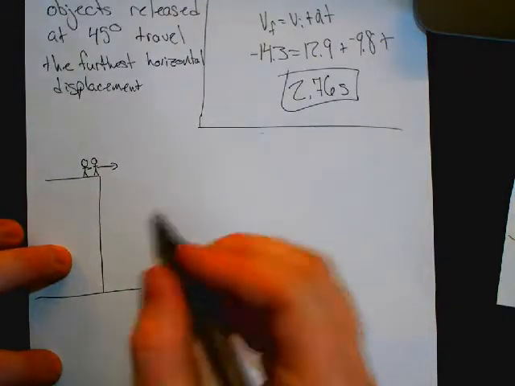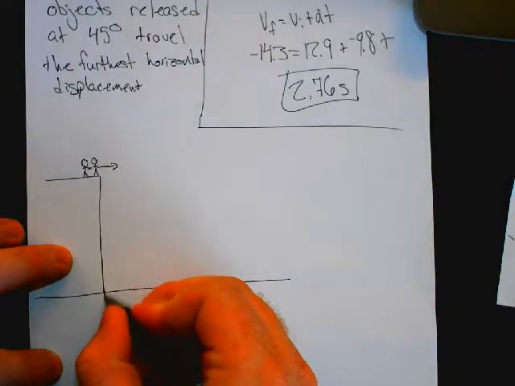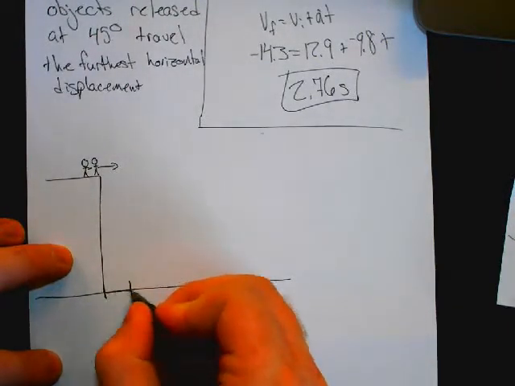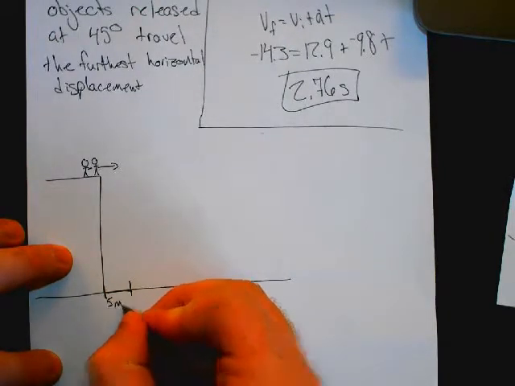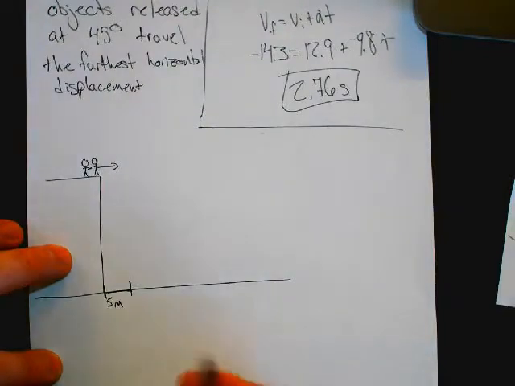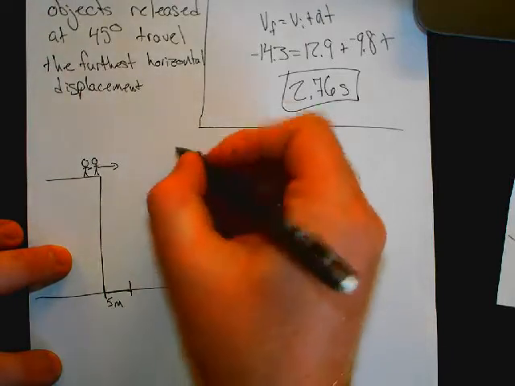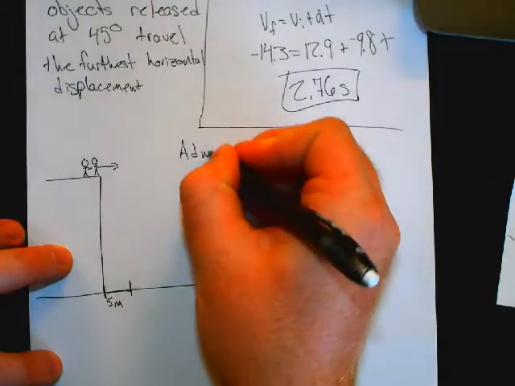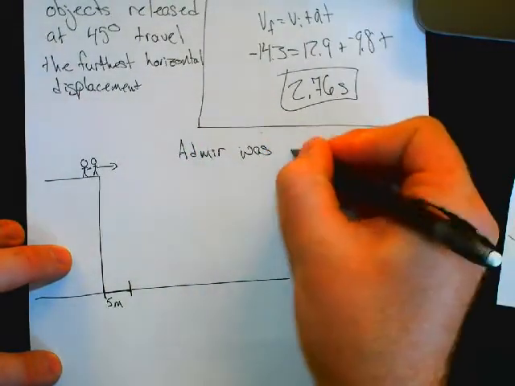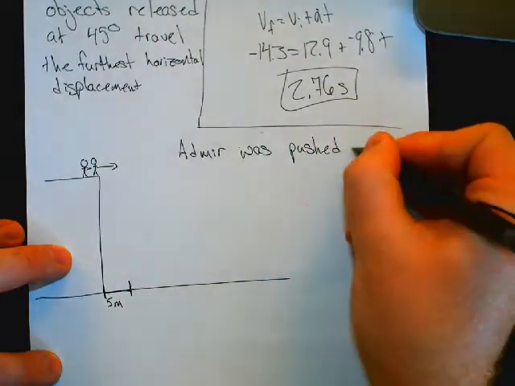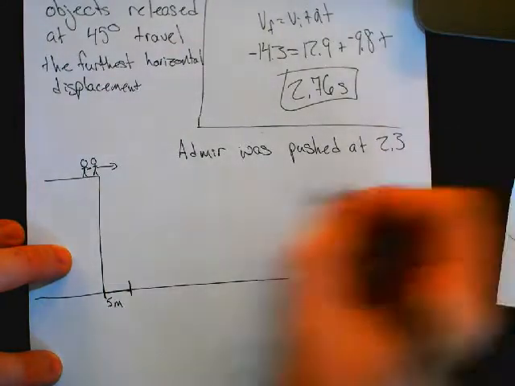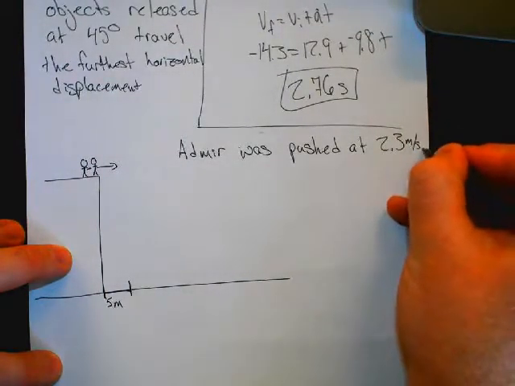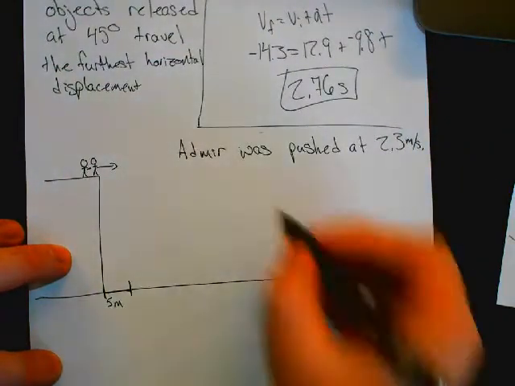All right, so first piece here. Admir is going to hit the dirt 5 meters away from the cliff. Okay? And we're going to say that Braden pushed him. Admir was pushed at 2.3 meters per second. How tall is the cliff?